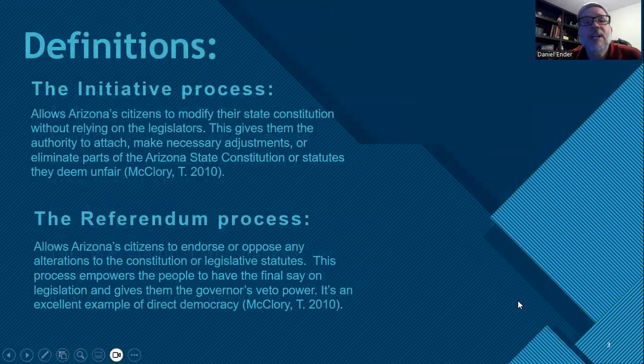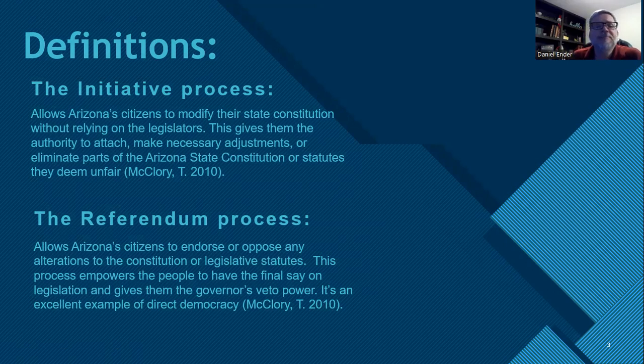The definitions. Definition of initiative process. The initiative process allows citizens to modify their state constitution without relying on the legislators. This gives them the authority to add, make necessary adjustments, or eliminate parts of the Arizona Constitution or statutes that they deem unfair.